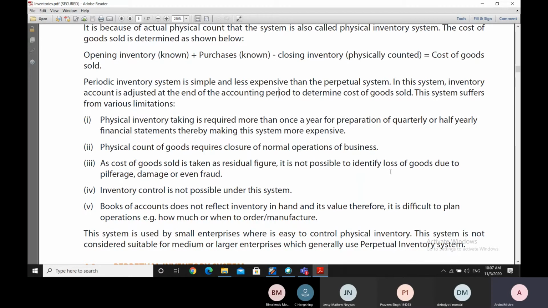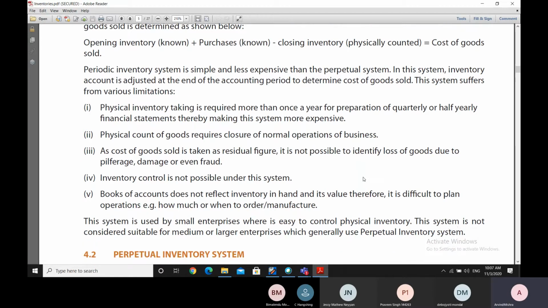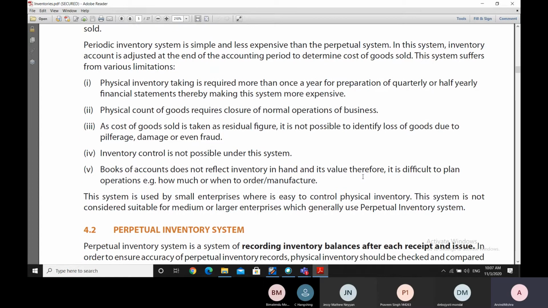So inventory control is therefore not possible under this system, whether more inventory is being used up or less inventory is being used up, like how much inventory is being used up to make how many production units. All that kind of inventory control is also not possible under the system, just as pilferage, damage, or even fraud is not possible to be identified under the system.